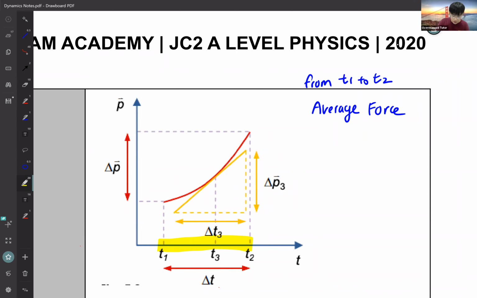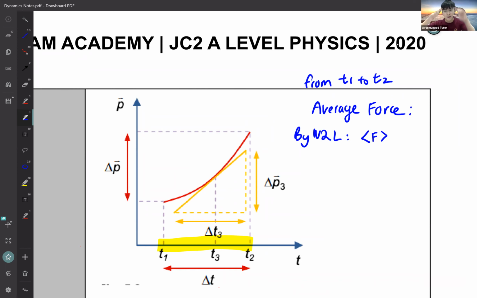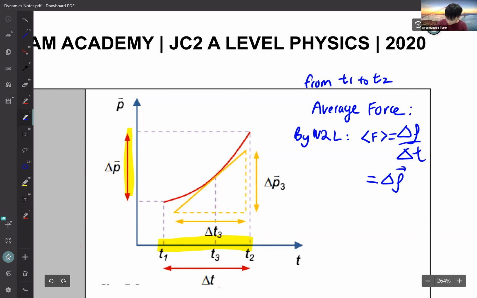If I want to find average force, then by Newton's second law, the average force, which you indicate with these angle brackets, is going to be the change in momentum over time. In other words, you're taking the change in momentum from T1 all the way to T2, divided by the time taken, so over T2 minus T1.